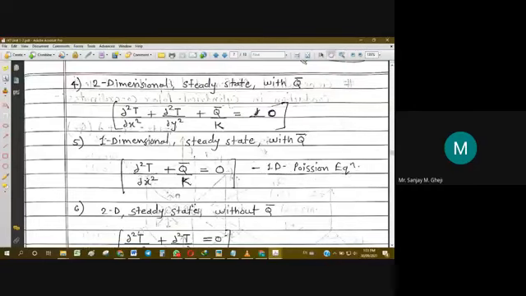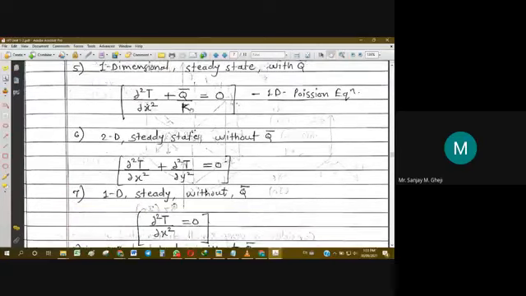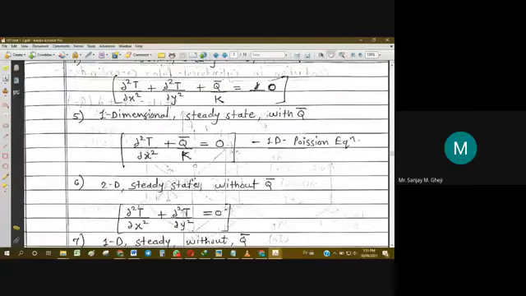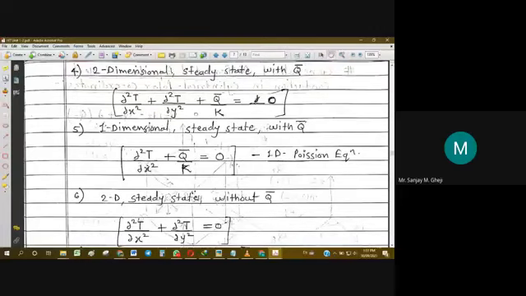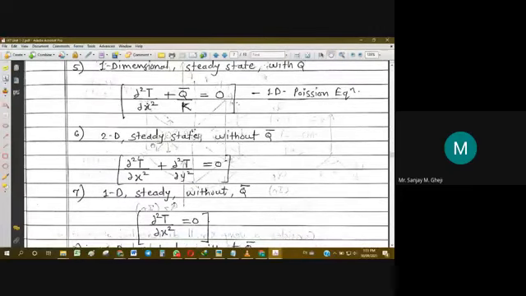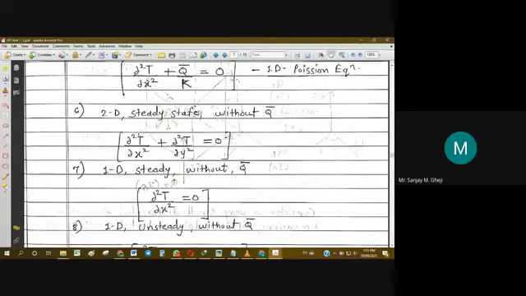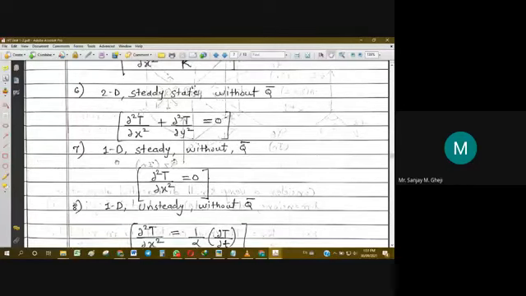Similarly, we may have cases where heat generation will not be there. So the two-dimensional steady-state heat transfer equation without any heat generation will be ∂²T/∂x² plus ∂²T/∂y² equal to 0. The same way, for one dimension, this will simply reduce to the shortest and simplest form, that is ∂²T/∂x² equal to 0. Steady state, one-dimensional steady state heat conduction without internal heat generation.